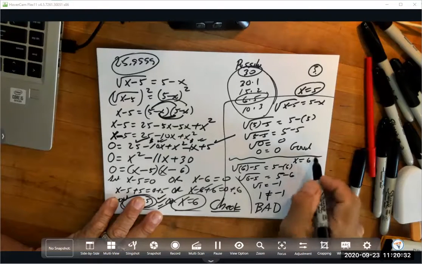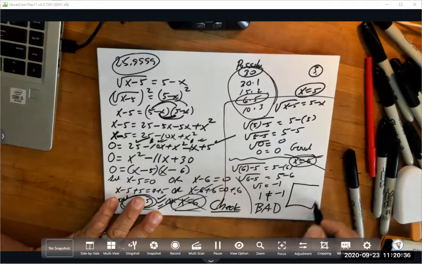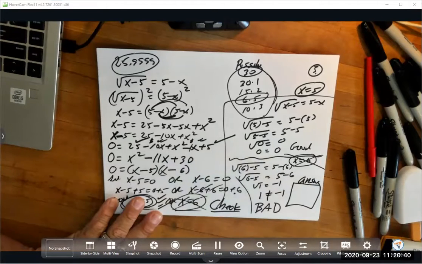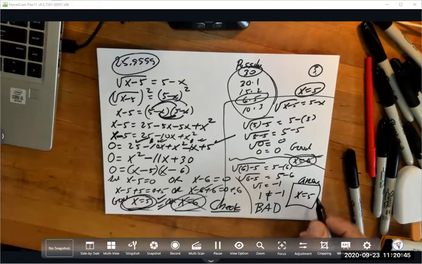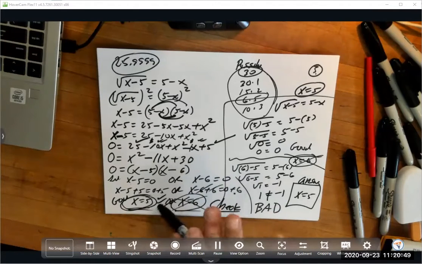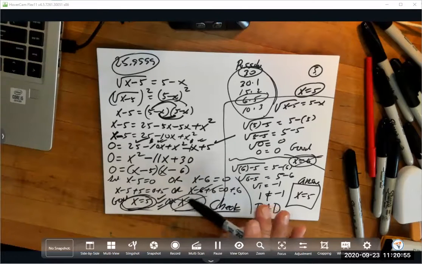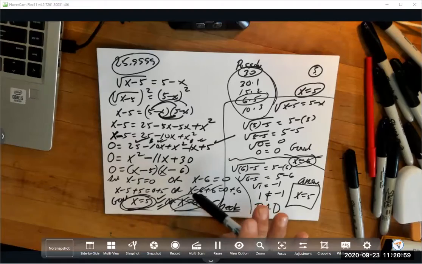So is 6 a good answer? No way. Bad. So in my box, you only need to put the one that worked. Which one worked? 5. And the other one is a bad answer, or extraneous solution, whatever they call it. Good answer, bad answer. They're going to give you two answers. One is good and one is bad. One is good and what? Bad. Okay.